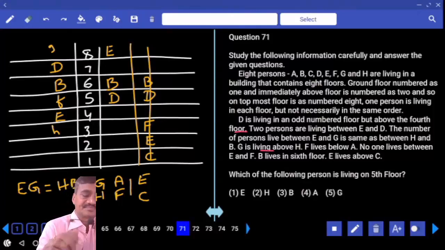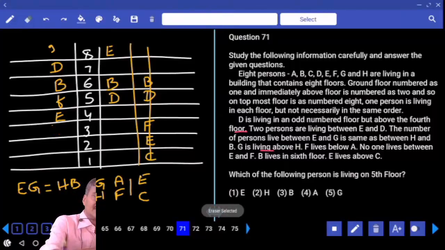Isn't it? Here, between E and G, how many people are there? 3 members. Between H and B, 3 members, not possible. And next one, hence where can we have H? Can we have H at this place or not?